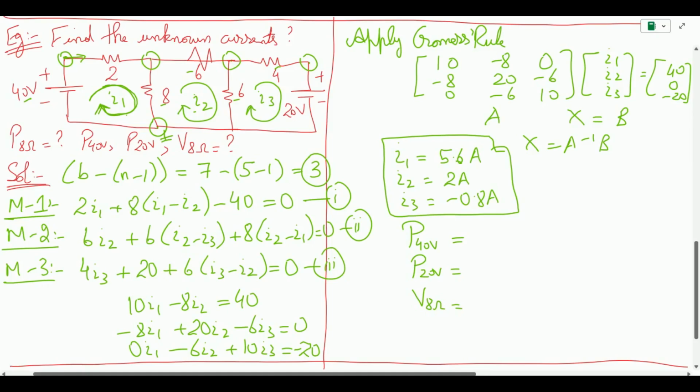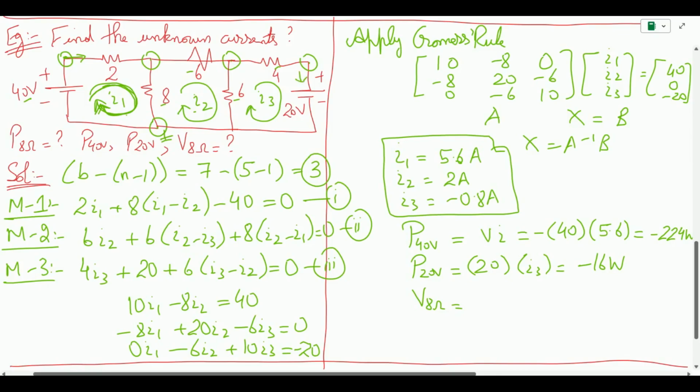So the power at 40 volts is going to be V into I, where voltage is 40 and the current IA was 5.6. But we have to keep in mind the passive sign convention. We can see that the current is leaving the positive terminal, so it is going to be a negative sign. So it comes out to be minus 224 watts. Similarly, for power at 20, it is going to be P equals VI, which is equal to 20 into I3. It is going to be minus 16 volts. Again, the current has entered the positive terminal, so we are taking passive sign convention to be positive.